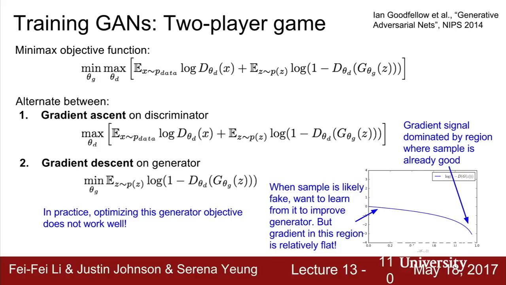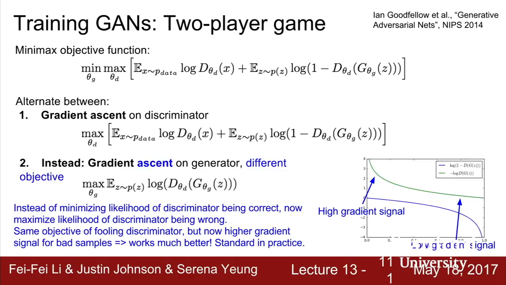On the other hand, when we have bad samples, when our generator has not learned a good job yet, it's not good at generating yet, then the discriminator can easily tell, so it's closer to this 0 region on the x-axis. Here the gradient's relatively flat. So what this actually means is that our gradient signal is dominated by a region where the sample is already pretty good, whereas we actually want it to learn a lot when the samples are bad. These are training examples that we want to learn from. So this basically makes it hard to learn.